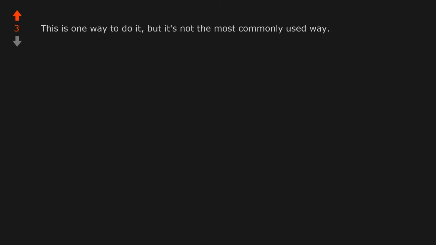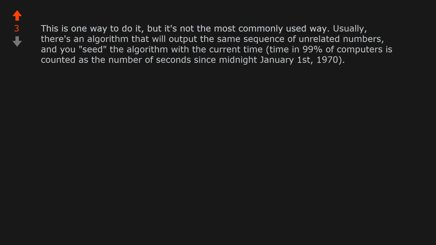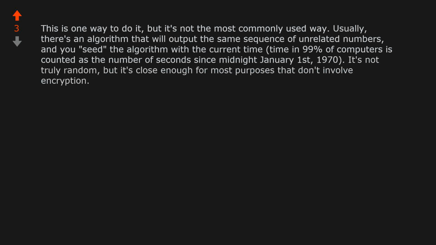This is one way to do it, but it's not the most commonly used way. Usually, there's an algorithm that will output the same sequence of unrelated numbers, and you seed the algorithm with the current time. Time in 99% of computers is counted as the number of seconds since midnight January 1, 1970. It's not truly random, but it's close enough for most purposes that don't involve encryption.